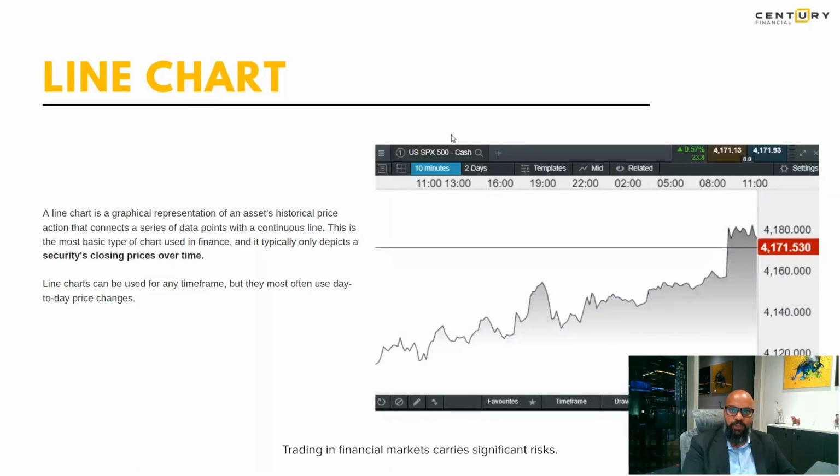So instead of me looking at all the 500 stocks in US today, I will just directly look at the SPX 500 and it tells me how SPX 500 has been performing for the day, for the week, for the month, or even probably for the years. And this is how a line chart looks like.